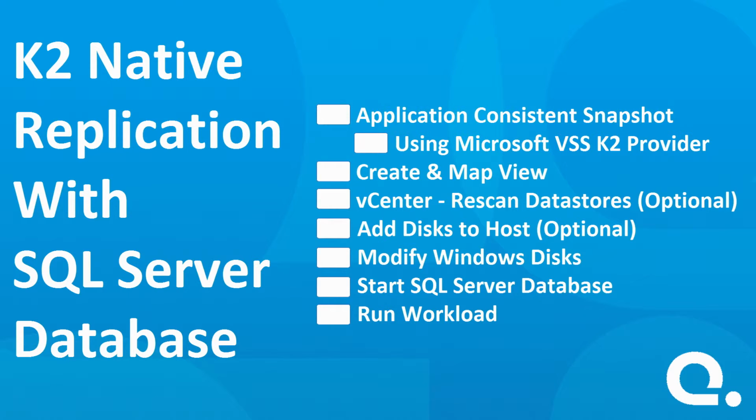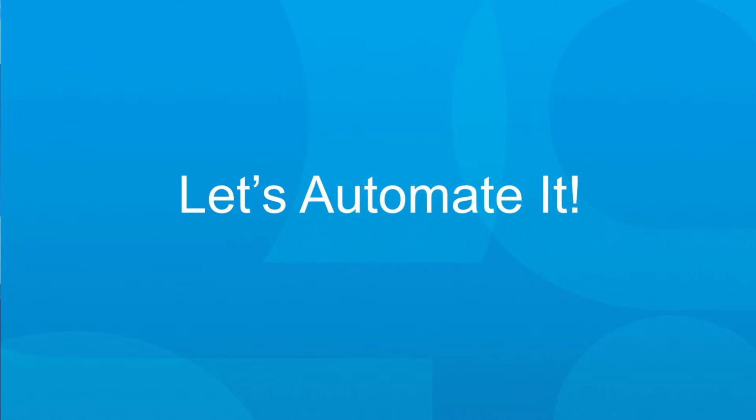This is a list of all the steps done manually. We have taken an application consistent snapshot using Microsoft VSS, created a new view and mapped it to the secondary site, rescanned the vCenter data stores, added the new LUNs as RDM disks to the waiting SQL Server VM, run a script to modify the new Windows disks, started the SQL Server database, and finally run a mixed OLTP and OLAP workload. After understanding the steps needed to stream a consistent copy of a Microsoft SQL Server database environment to a remote site, we can automate the procedure.